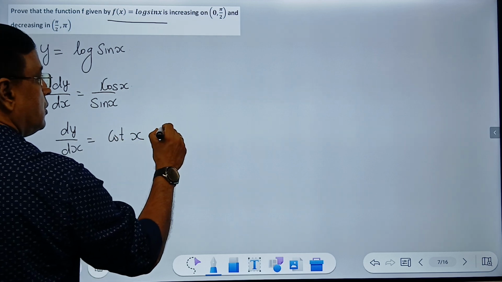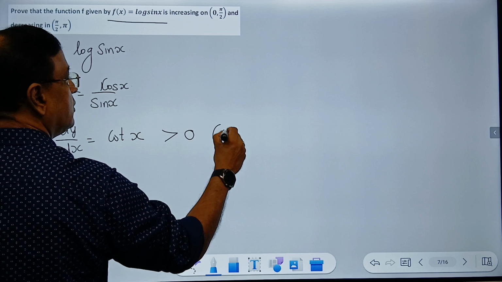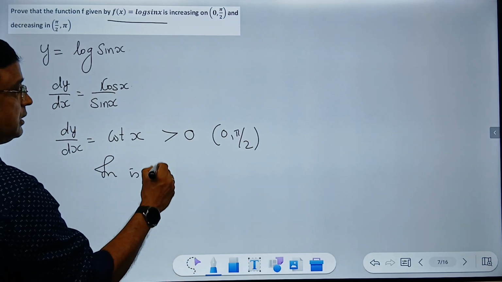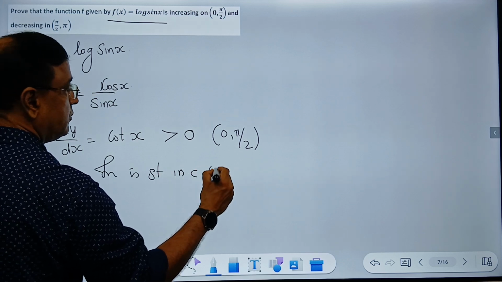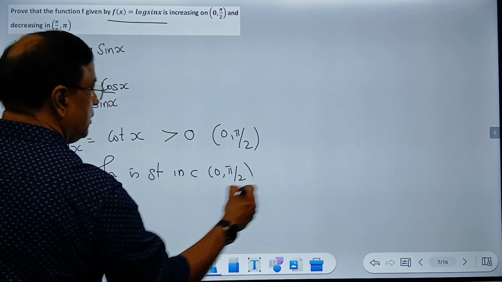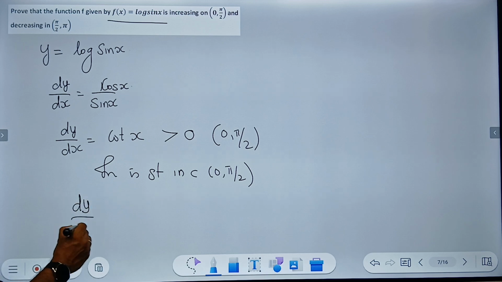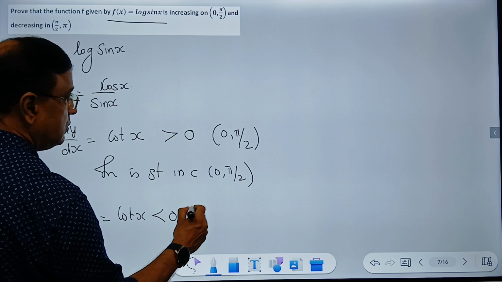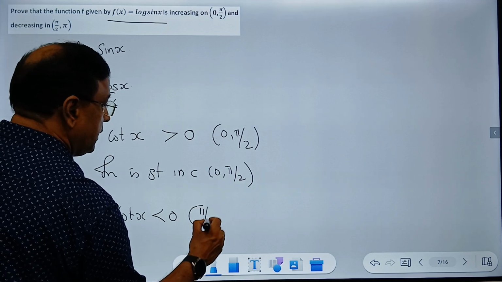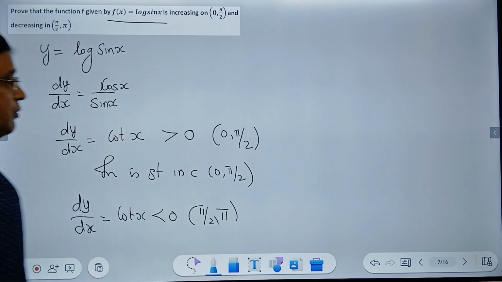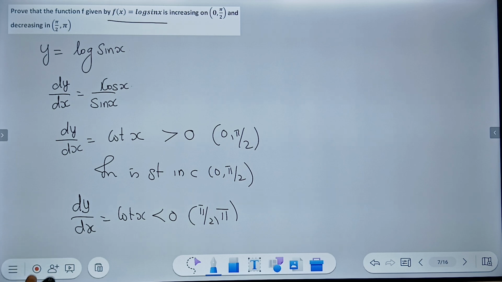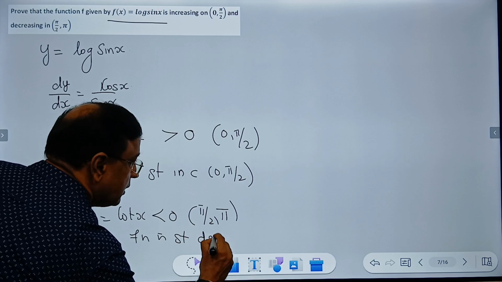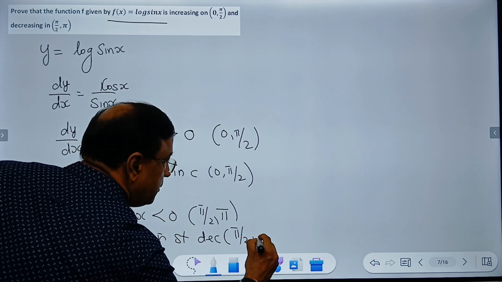And you know, cot is always positive in the first quadrant. Therefore, the function is strictly increasing in 0 comma pi by 2. And also you know that dy by dx is equal to cot x will be strictly less than 0 for pi by 2 comma pi. Which quadrant? This is second quadrant. In the second quadrant, cot is always negative. So you can say the function is strictly decreasing in pi by 2 comma pi.